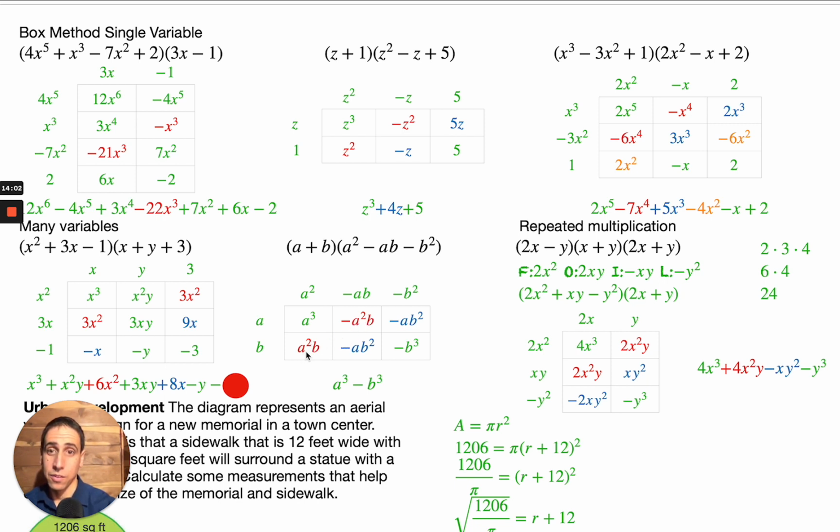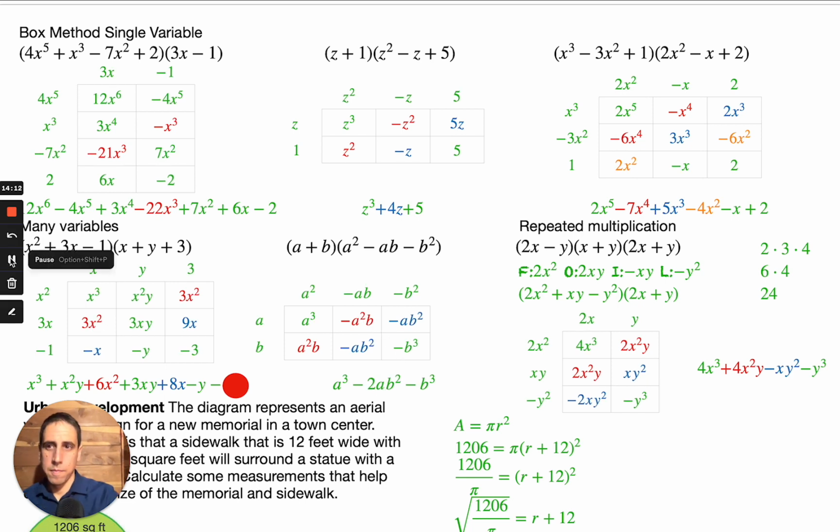And so you can see a squared b plus negative a squared b is nothing. They cancel out. I had to fix that. These blue terms combine into minus 2ab squared here, and then I originally thought they canceled, but they don't. They add up to 2 of them, and then this is minus b cubed, so that's the answer right there. Repeated multiplication.